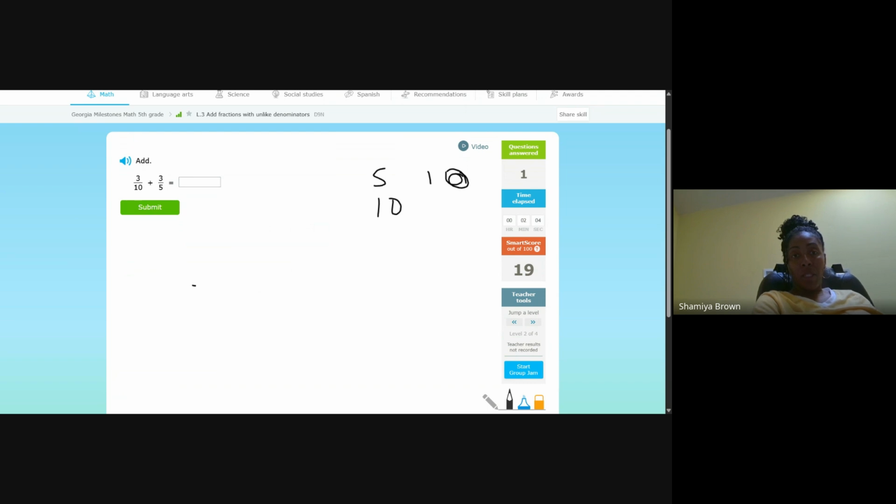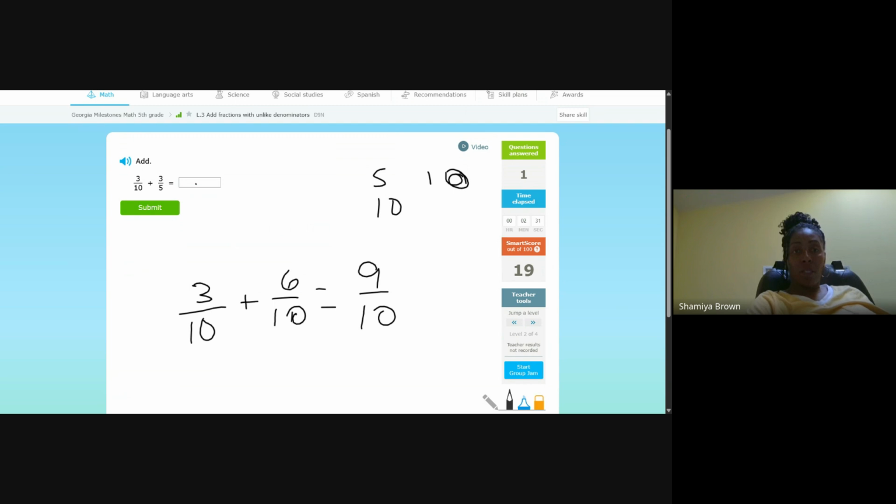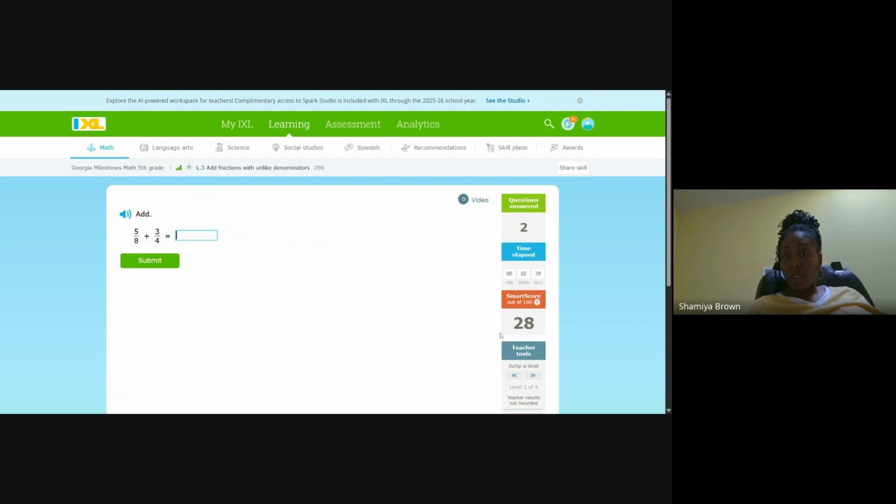So I'm going to still have 10 on this side. So 3 over 10 plus something over 10 equals something over 10. So to know what this numerator is going to be, I'll say what times 5 will give me 10. And it's times 2. So I have to do times 2 up here. So 3 times 2 is going to give me 6. And that's going to be 6 plus 3 is 9. So 9 tenths. And that's that.